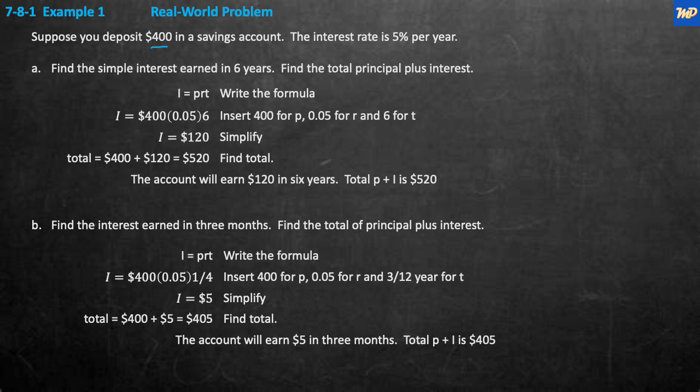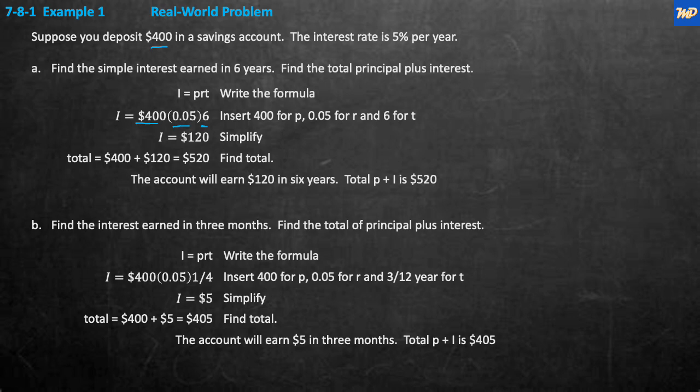Okay, we're going to write the formula. I equals PRT. I equals 400 times 0.05 times 6. The 400 is your deposit. The 0.05 is the interest rate that they're going to pay you on it. And the 6 is the number of years you're going to keep it invested. So you have the 400 and the interest rate, and we're going to end up having a calculation completed here.